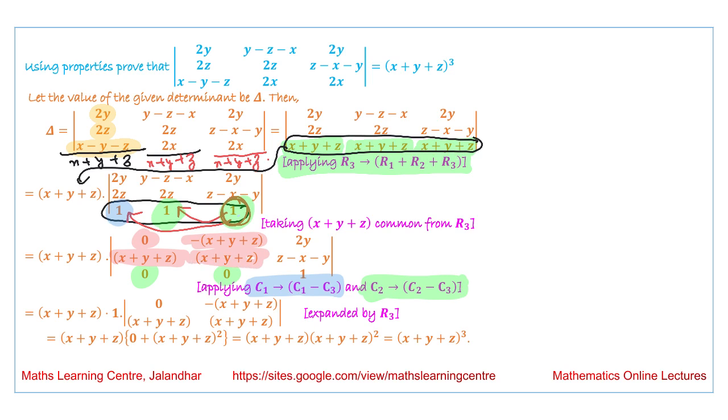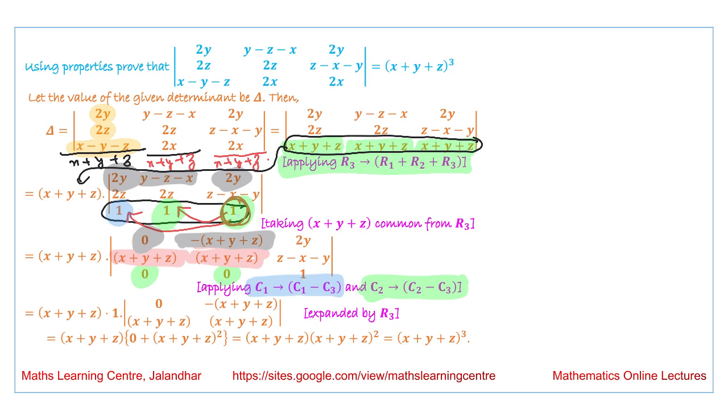If, suppose, I am talking about this value, it is 2y and 2y, so 2y minus 2y we obtain is 0. Then we are writing y minus z minus x, and this is 2y, so we are obtaining this term. Similarly, we are getting these answers.